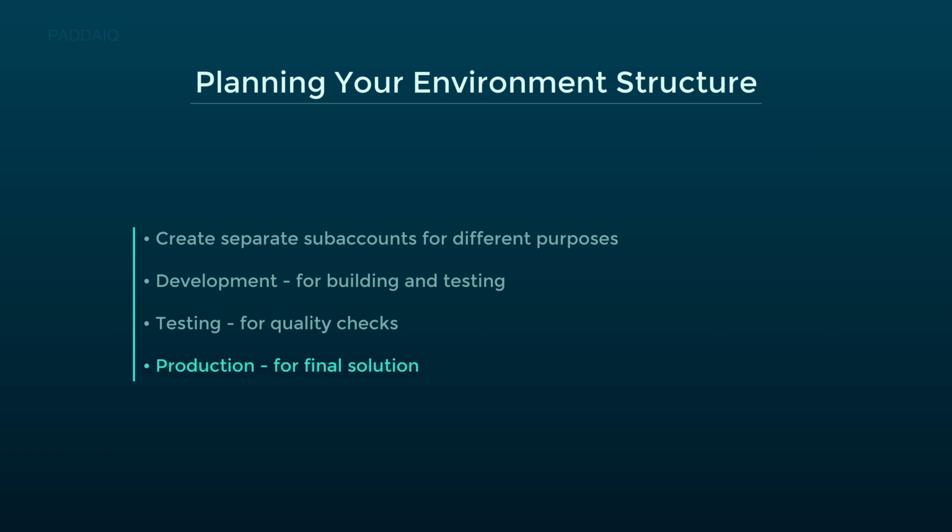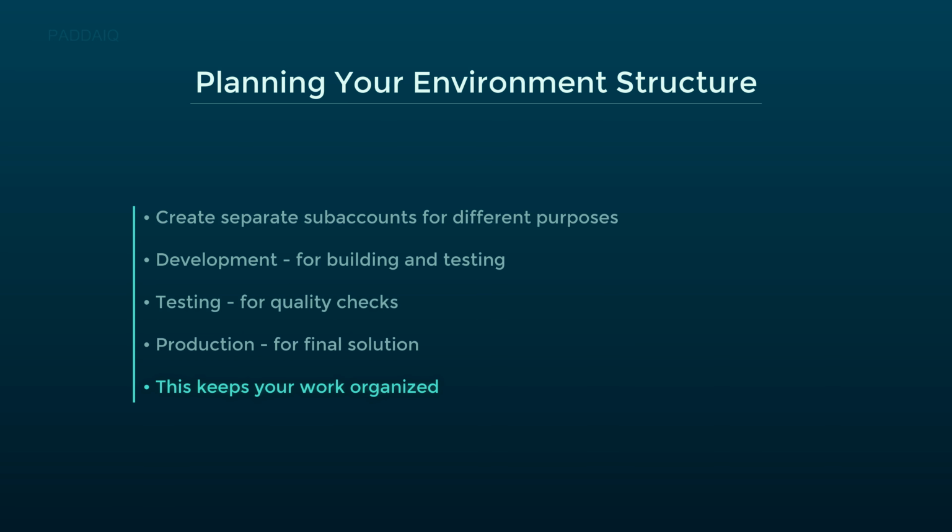Production for final solution. This is the live production environment where your actual business application runs for end users. For example, a retail company uses their production environment to process real customer orders daily. This environment must be stable and reliable, as it directly supports your business operations.